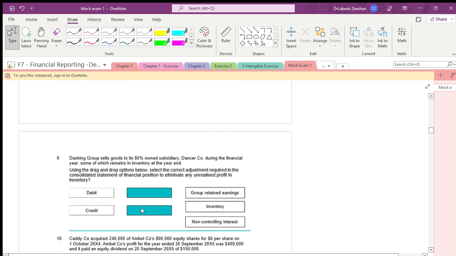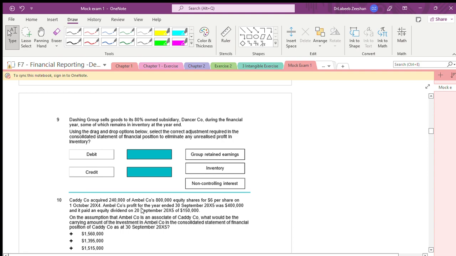Now, a group sells goods to its 80% owned subsidiary during the financial year, some of which remains in inventory at the year end. Using a drag and drop option, select the correct adjustment required in the consolidated financial statements to eliminate any unrealized profit.